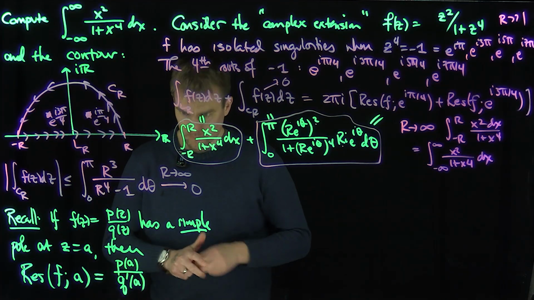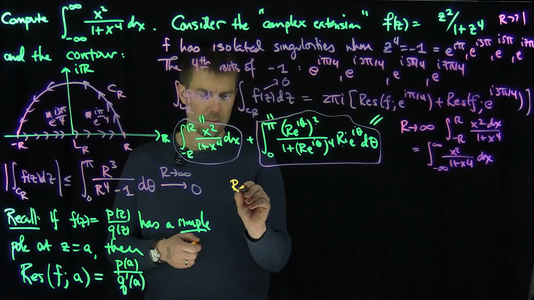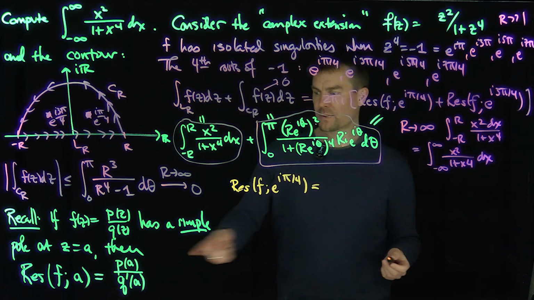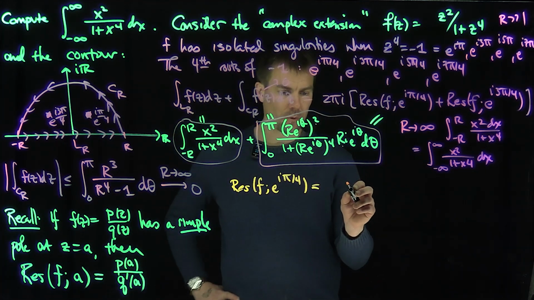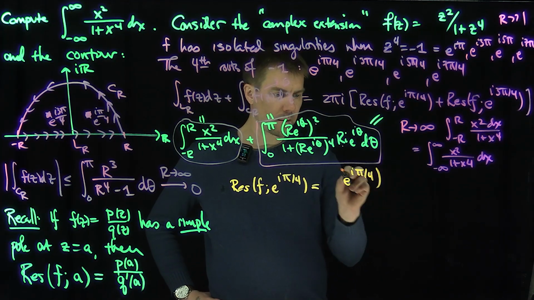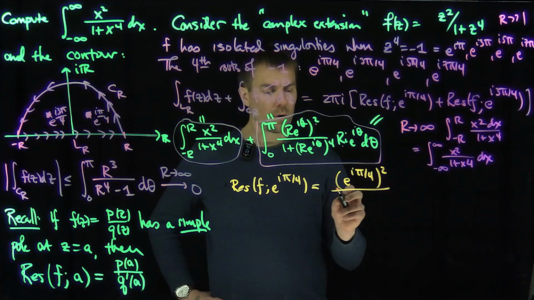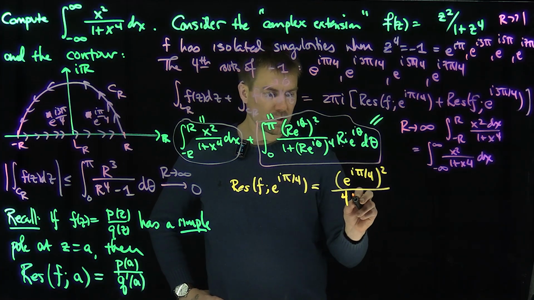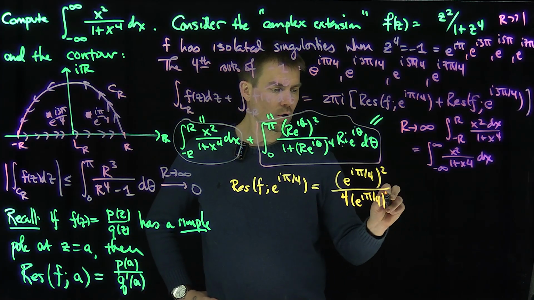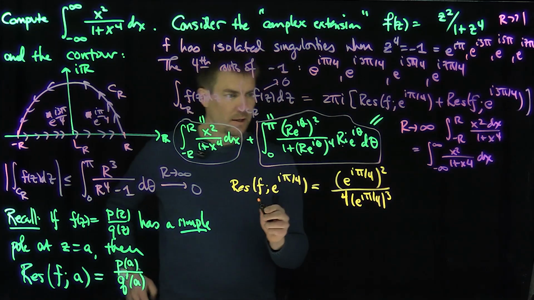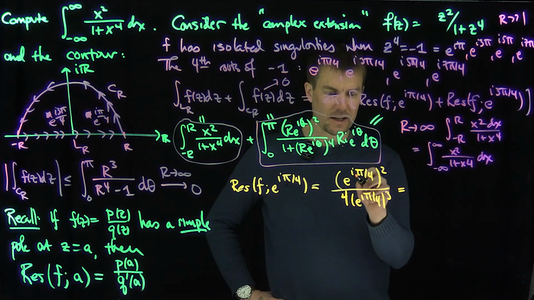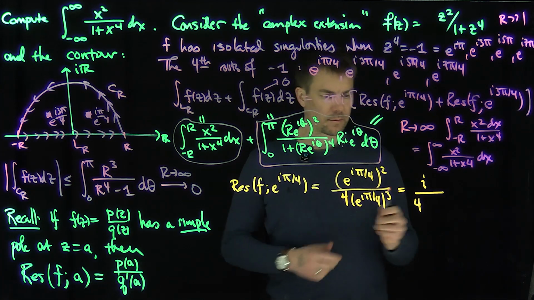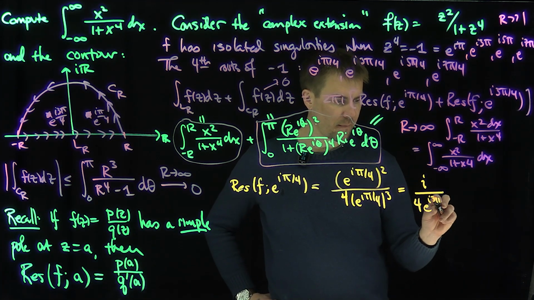So what's the residue of f at e to the i pi over 4? Well, I'm going to do this trick over here, right? It's going to be the top at e to the i pi over 4, so e to the i pi over 4 squared, over, now to do the derivative of this thing, it's going to be a 4, and then x cubed, so e to the i pi over 4 cubed. What will this simplify to? This is going to simplify to just e to the i pi over 2, that's going to be an i, over 4, and then e to the i 3 pi over 4.